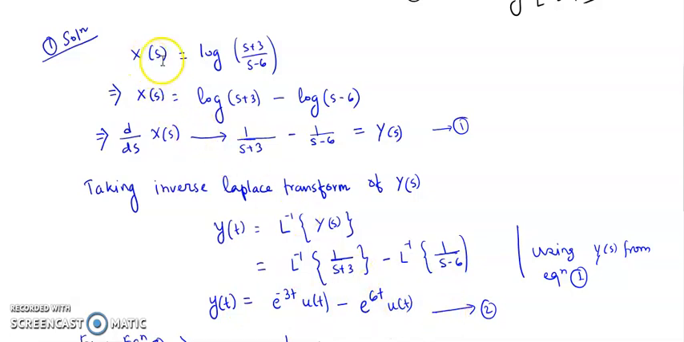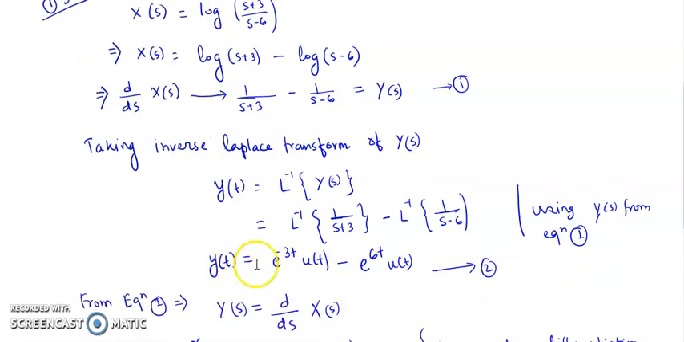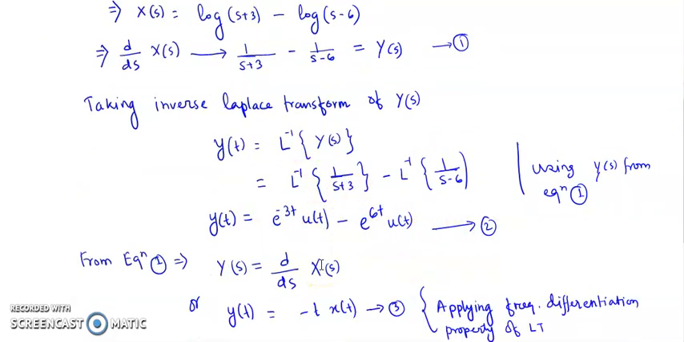Actually we want to find x(t), because X(s) is given and its inverse is x(t). So y(t) is obtained now in equation 2. How can we find x(t)? From equation 1 you can see that Y(s) is equal to d/ds of X(s). There is a relation between Y(s) and X(s), so we can use it to find the relation between y(t) and x(t). Since we have obtained y(t), we can get x(t) using that relation.